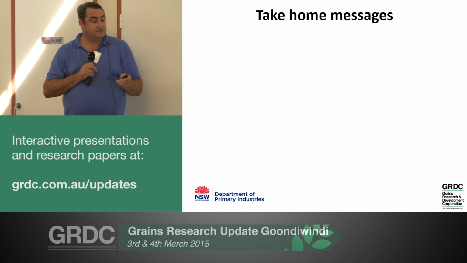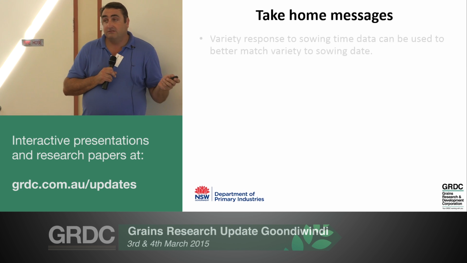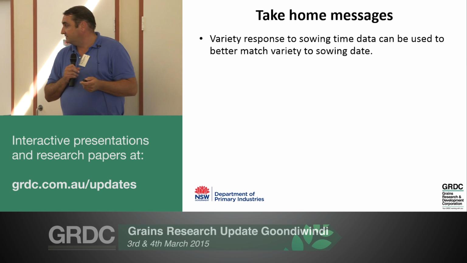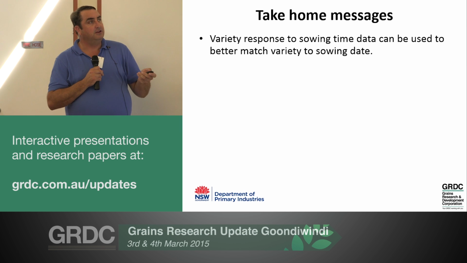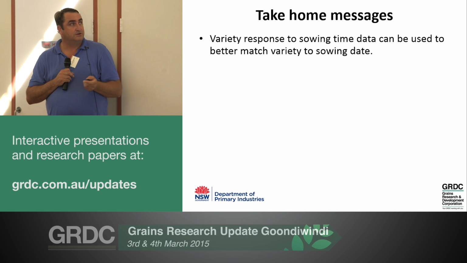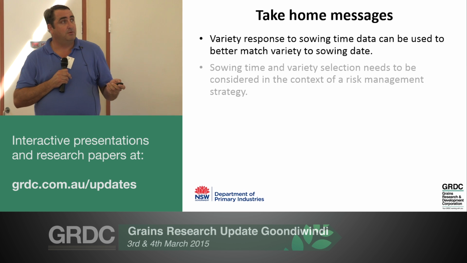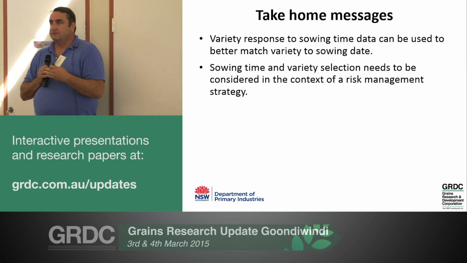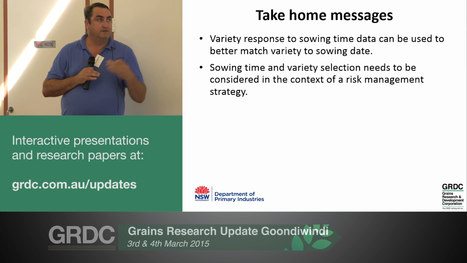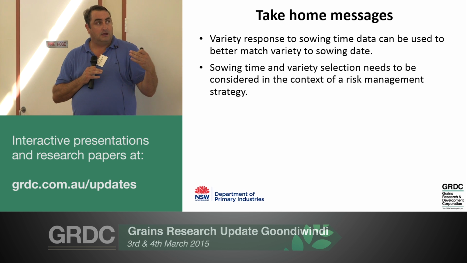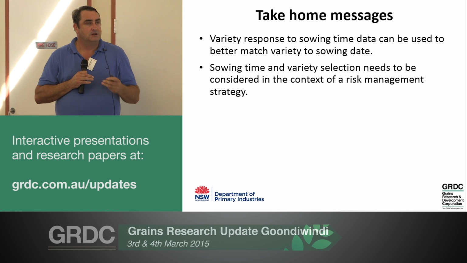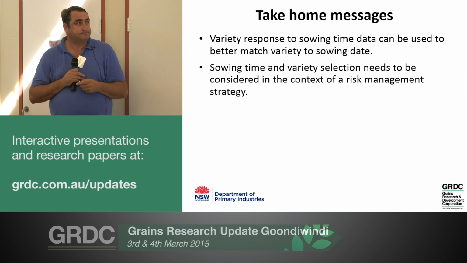So in terms of the take-home messages from Peter and myself, I suppose the variety response data that Peter's been generating across a whole lot of multi-environment trials and using BLUPs and lots of fancy acronyms, it really can be used to better match variety to sowing date, and it can drive significant yield gains in those trials and those situations. Sowing time and variety selection is all about risk of frost versus risk of heat. So as we move into those western environments, heat is much more of a driver, and how it interacts then with other things like crown rot and root lesion nematodes. So you have to get that balance right between the two.